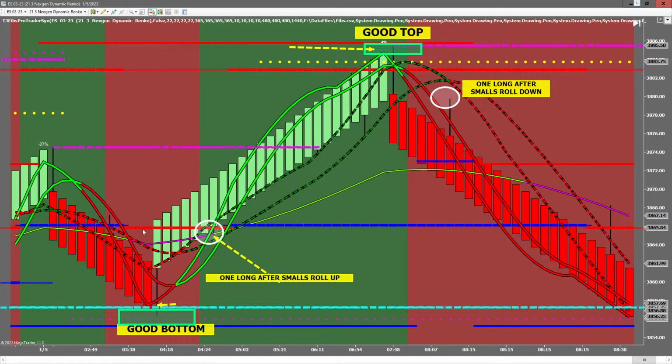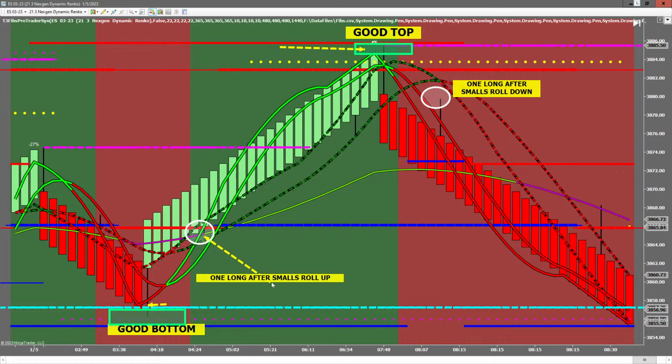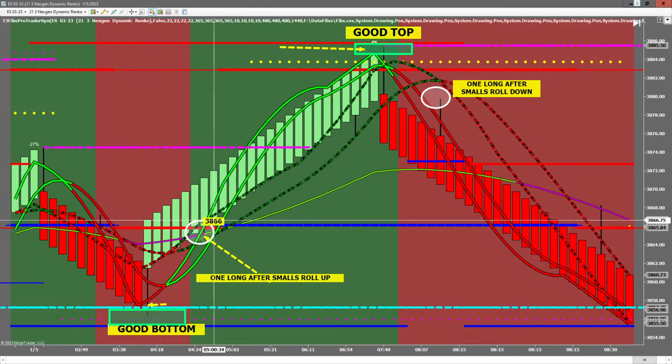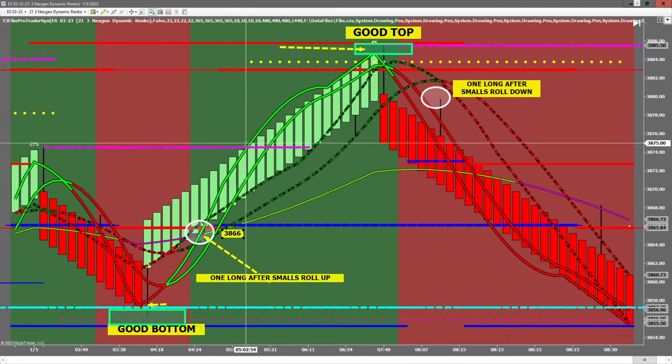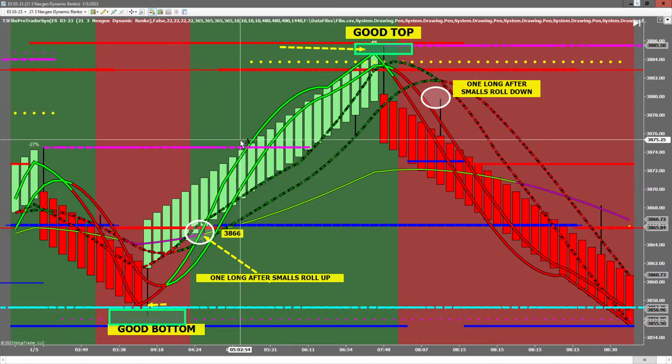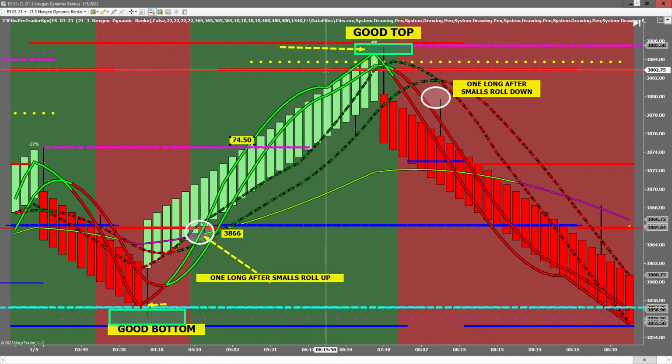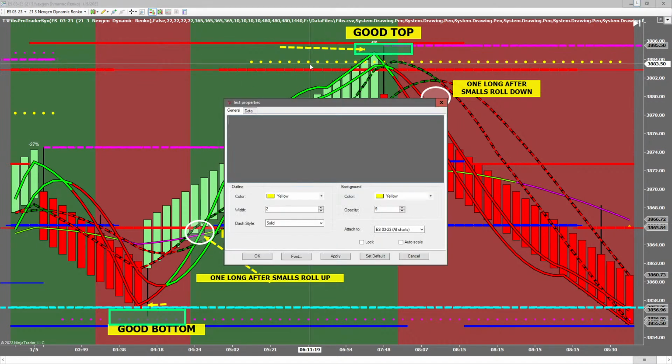So, does everybody understand now the concept of good bottom, good top, and then one long after the smalls roll up or down? Easy enough? So, this price right here, give or take, is about 38.66. Now, the first time we hit the first line was 74.50. And then the second line that we hit was 82.75, let's call it 83.